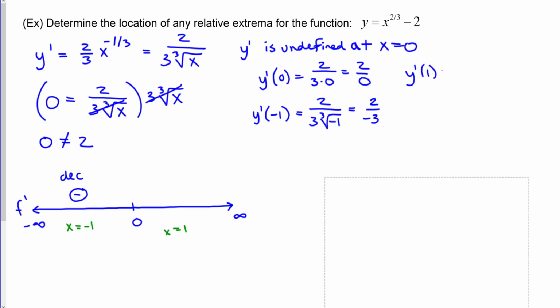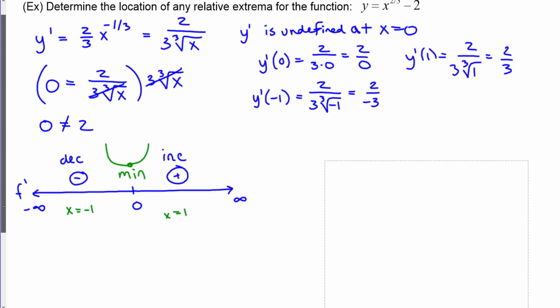If I plug in +1, 2 over 3 times the cube root of +1, what I get is just 2/3, which is a positive number. So my function is increasing on that interval. So I'm going from an interval that is decreasing to an interval that is increasing. That means I have a minimum value there.